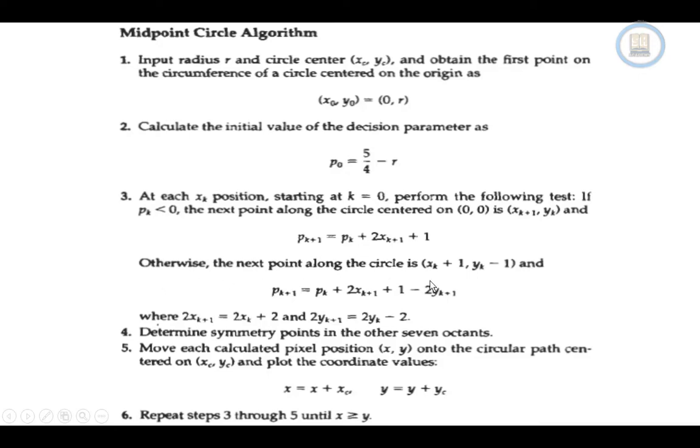Otherwise, the next point along the circle is xk plus 1 comma yk minus 1. We are decrementing the yk value because it is on the circle boundary, so it will decrement. And the decision parameter will be this one.